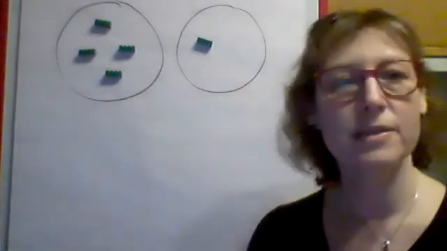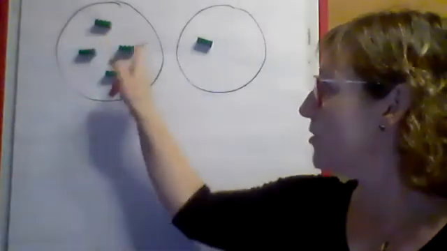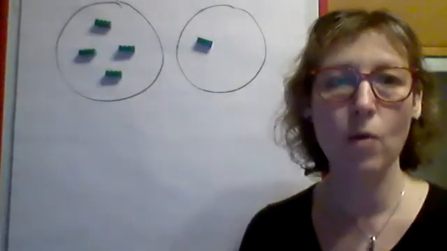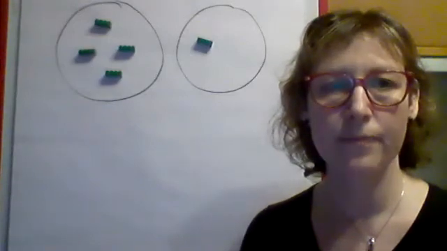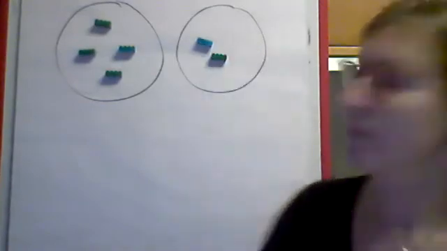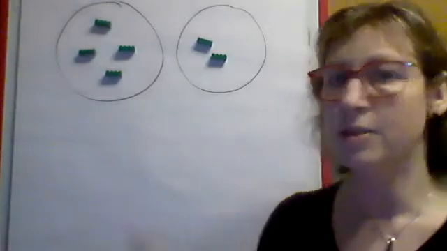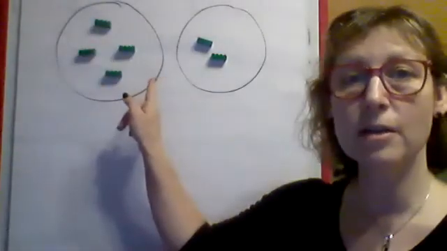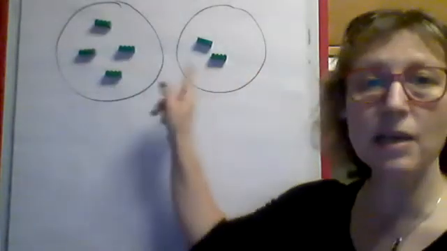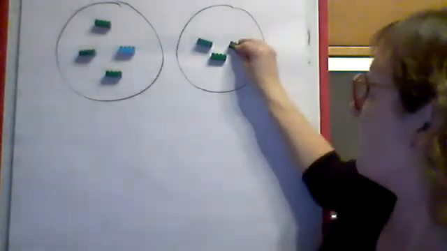Are my groups the same? No, they're not, because I've got 1, 2, 3, 4 here and 1 here, and 4 and 1 are not the same. So I'm going to put another brick in that one. Now are my groups the same? No, they're still not, because I've got 4 in this group, but I've only got 2 in this group. So they are not equal. They're not the same. Let's put another brick in.